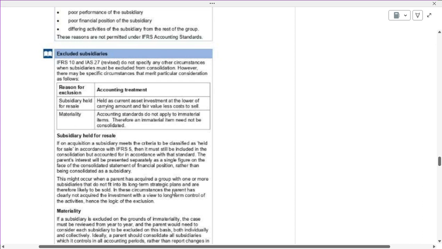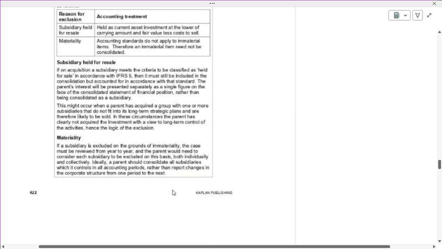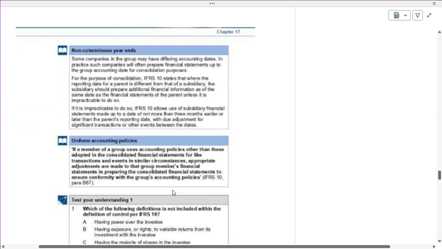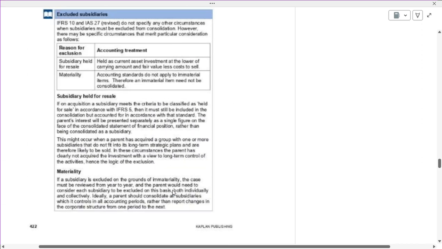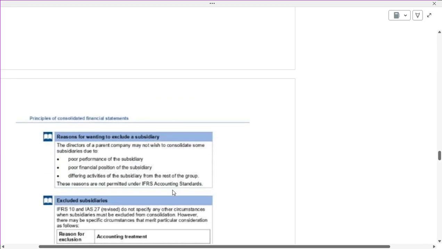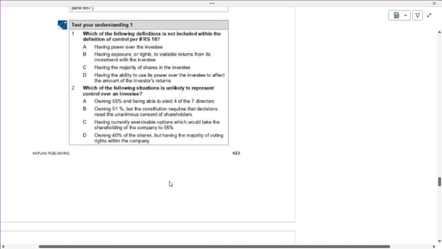IFRS 10, IAS 27, subsidiaries held for sale. No, it's fine. Okay. Uniform accounting policies. Fine. Are you clear about this? Yes, doctor. Okay. Next. Coming back, that is all, that much is there only in this lecture.